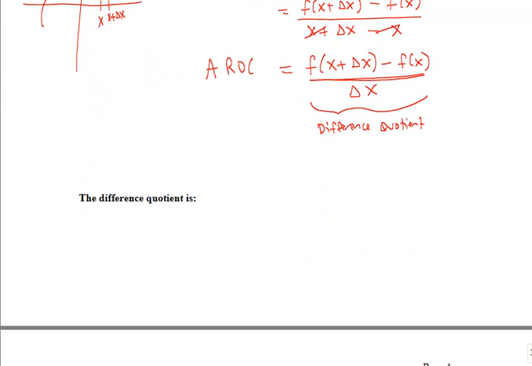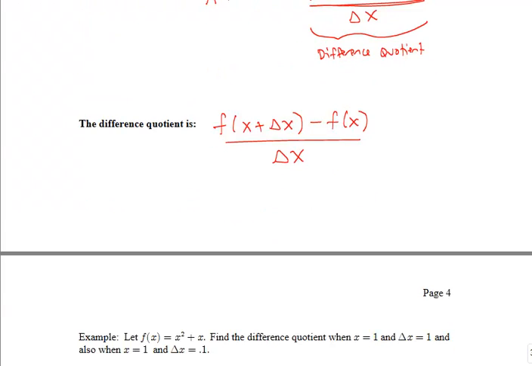So the difference quotient is f of x plus delta x minus f of x all over delta x. And you'll probably want to have that memorized because a lot of problems are going to ask you to find a simplified difference quotient. So you need to know what this formula is to figure out what your difference quotient should be, and then we'll simplify it from there. So let's see some examples.